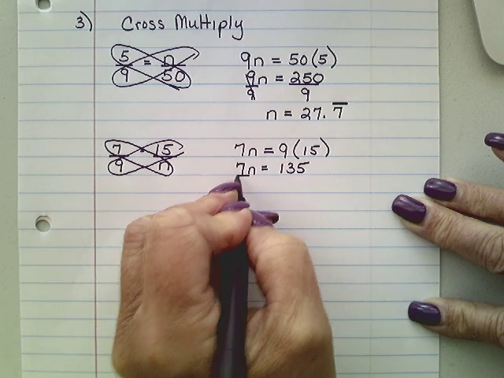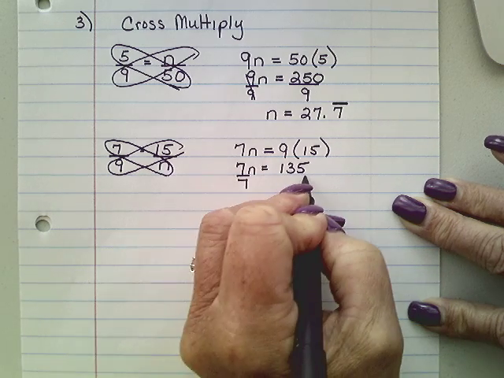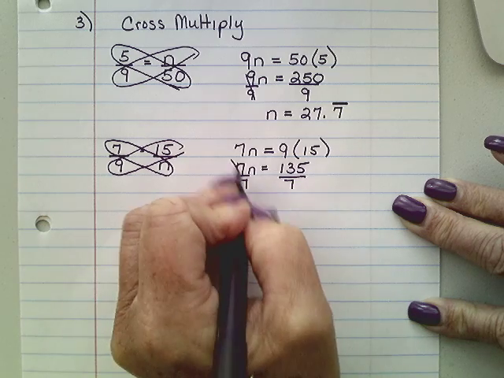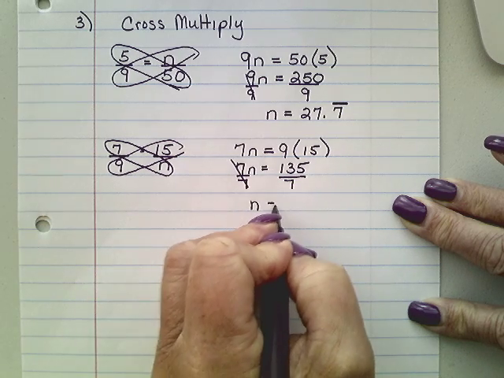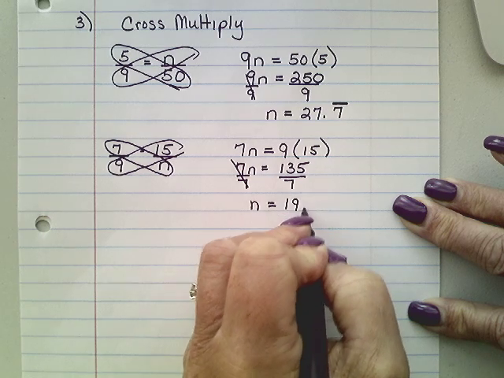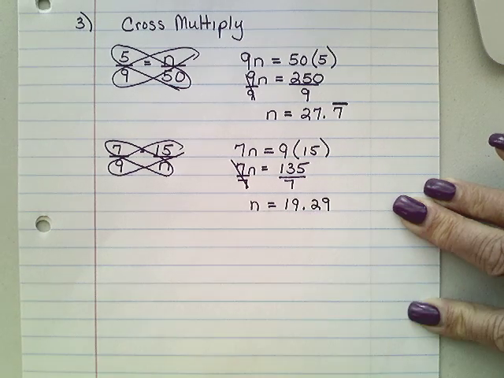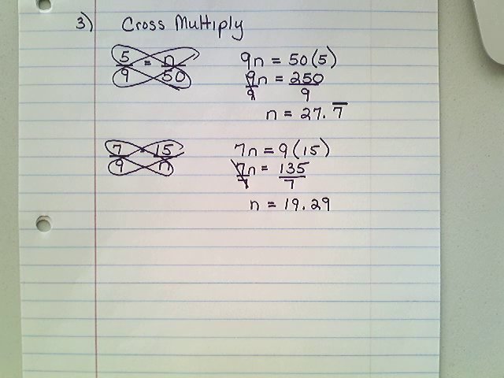I'm going to divide both sides by 7. Those will cancel out, and I'm left with n equals 19.29. Okay, I want you to try to round that to the nearest hundredths, so 2 decimal places. And again, I know you're using your calculators, but you still need to set it all up. You can't use a calculator and just give me n equals 19.29. No. I need to see the work all set up.